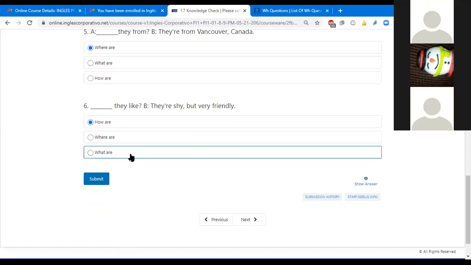Who are they like? It's not weather. Okay, no. What are they like? What or who or how? What are they like? Okay, let's leave it in what. Yes, because they are shy, but very friendly. Who are they like? No, this is who are they like.